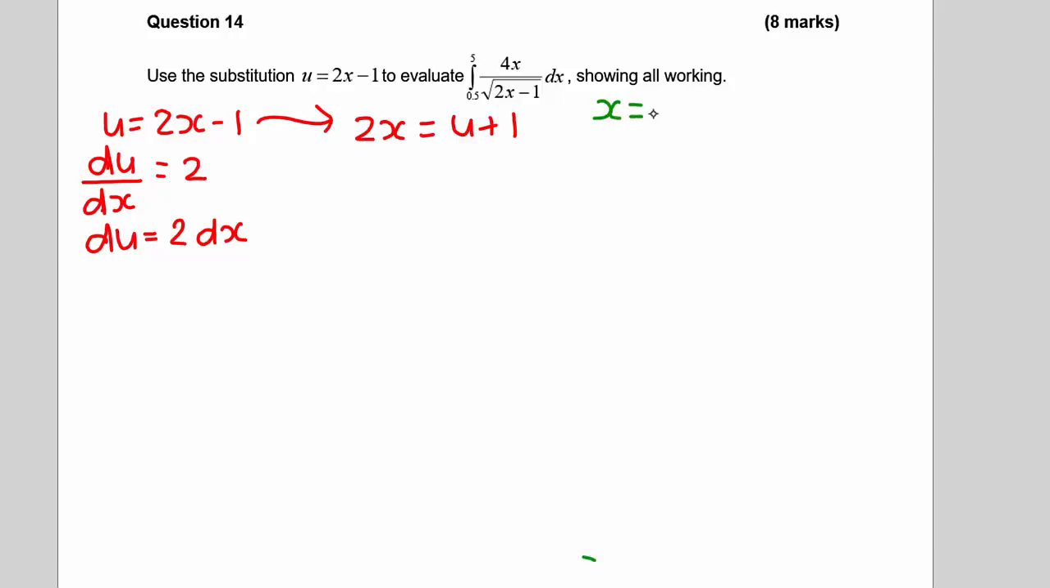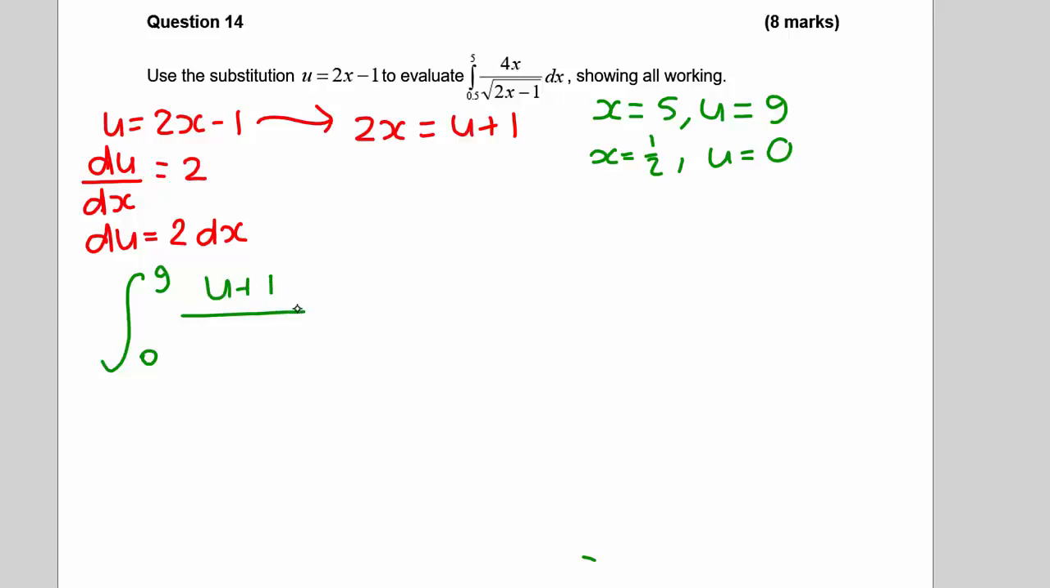So when x equals 5, so 5 times 2, take 1 is 9. And when x equals a half, or 0.5, u equals 0. Okay, so let's start putting this into our integral. We've got 9, we've got 0. The 4x is being replaced with a 2 and the u plus 1, so that's u plus 1 over the square root of u, du.